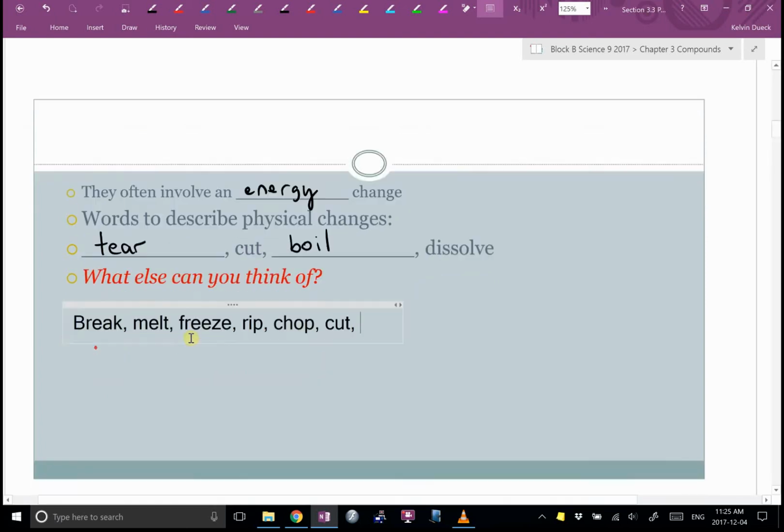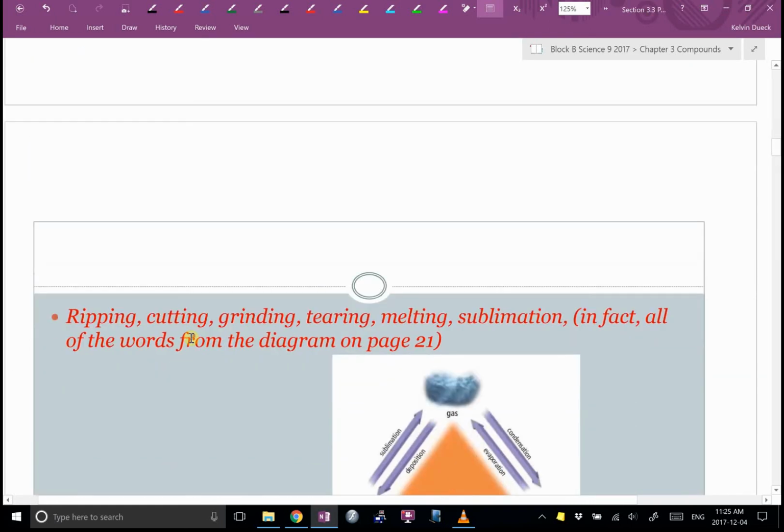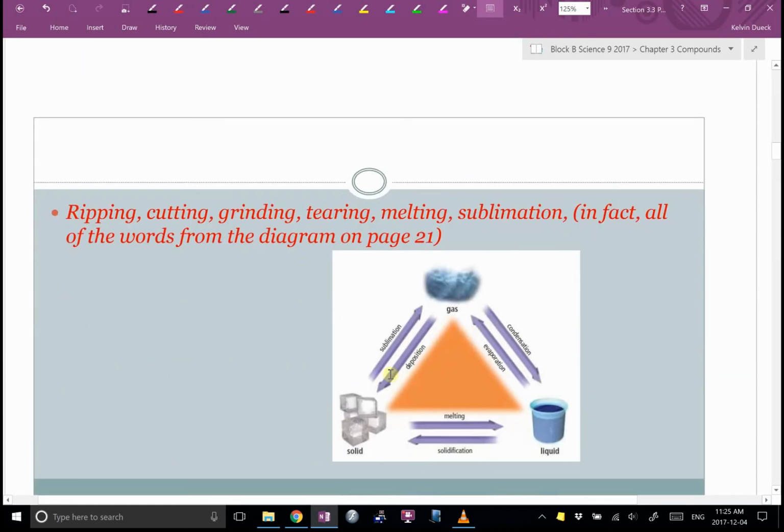Here's some of the other ones that I came up with as well: ripping, cutting, grinding, tearing, melting. And then I said, actually, all of those from that chart way back on page 21 from the first test that we wrote, those are all physical changes. I'm not going to ask you to recreate this chart on the test, but I certainly will use these words again. And you'll have to realize, oh, that's a change in state. That's a physical change.